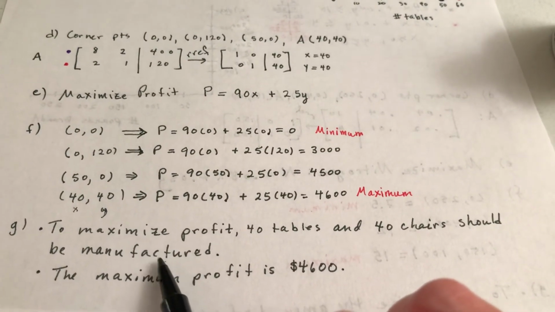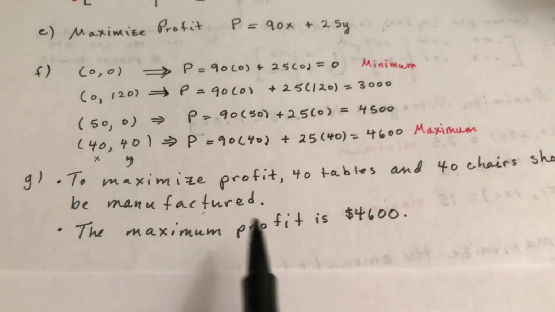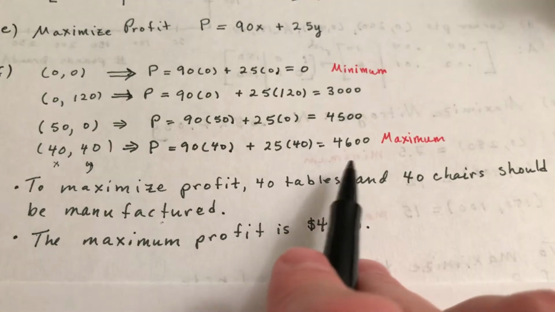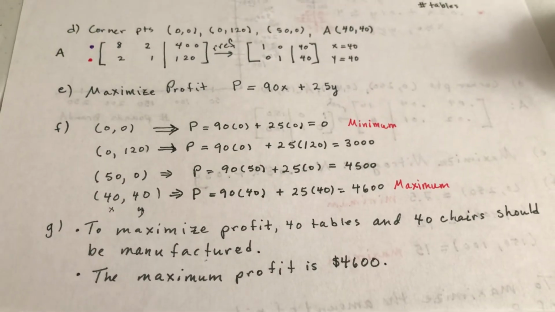That answers the first part, but there's a second question. What is the maximum profit? The maximum profit is that $4,600. There you go. So that takes care of number 1.